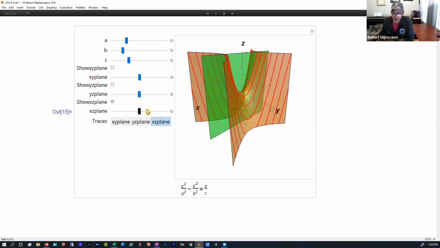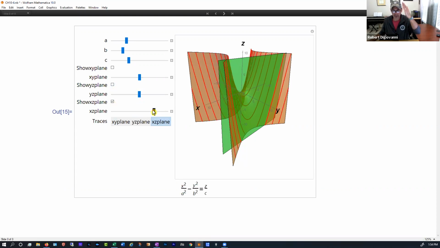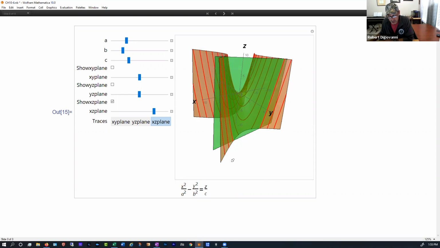When we do a trace, what I have to do is fix a value. Here I fix a value y. Maybe I choose y is 10. Then I plug 10 in here for y, and what I'll have is a parabola, because I'll have z here and then x squared here. That's just one of these parabolas.